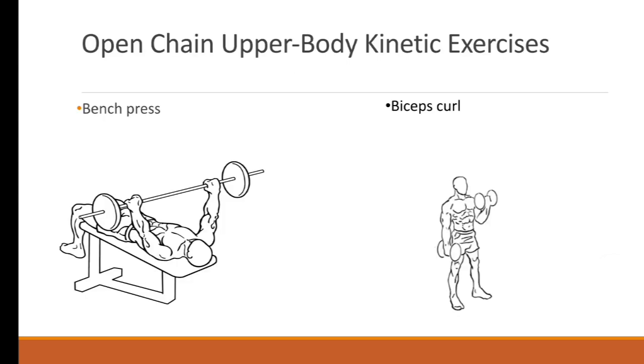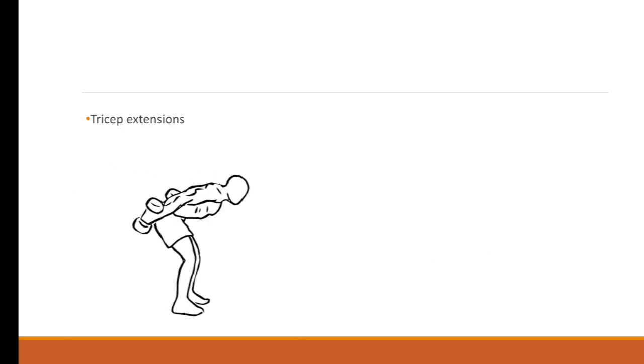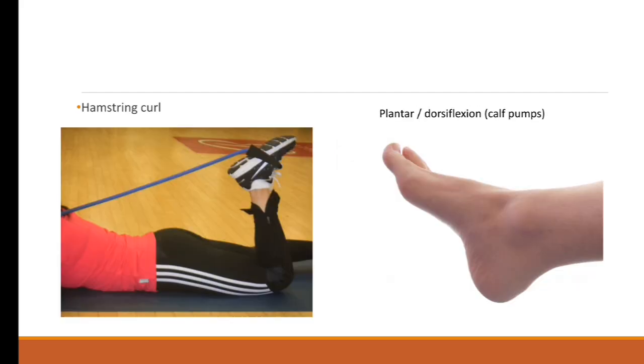These are some of the open chain upper body kinetic exercises like bench press or bicep curl, as you can see in these figures, and then chest fly, lateral pull down, tricep extensions. These are also some open chain lower body kinetic exercises like seated leg extension. In the second figure there is terminal knee extension exercise, hamstring curl, plantar dorsiflexion, or calf pumps.